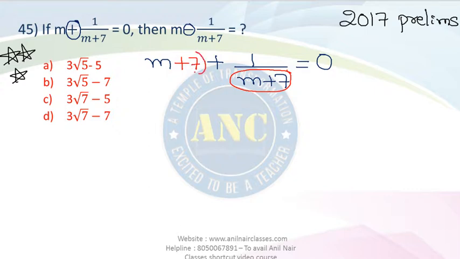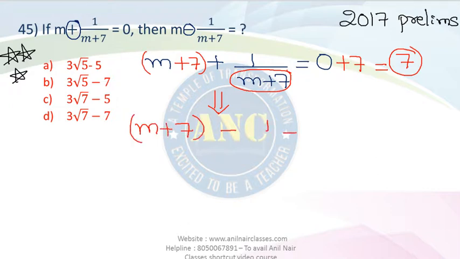That means on the left hand side I am adding 7, on the right hand side also I will add 7. In very simple language, m plus 7 plus 1 divided by m plus 7 is nothing but equal to 7, right? Now suppose we assume this as x, x plus 1 by x is equal to 7. If I know the value of x plus 1 by x, I can easily find the value of x minus 1 by x. That means I can easily find the value of m plus 7 minus 1 divided by m plus 7.